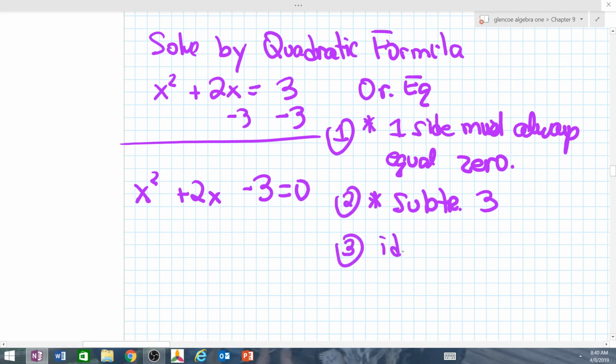So now we want to do some IDing. We want to identify A, B, and C. Now let's just remember that if one of those terms is missing, if there is no A, B, or C term, what would you put in for them? 0. Good.